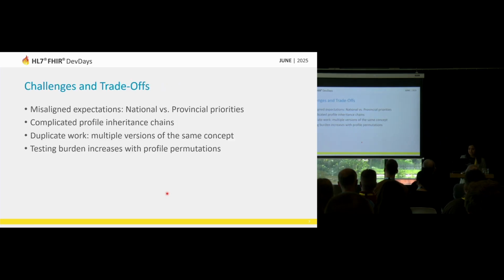Some of the other challenges and trade-offs that we're seeing here is that there is this misaligned expectation as well, right? There are these differences between national versus provincial priorities. There are these complicated profile inheritance chains, right? So there's additional complexity that comes with the chaining concept as well. There is also duplicate work, where there are multiple versions of the same concept. We have identified data type profiles that are being modeled in different ways in the different specifications, right? So there's a subtle difference there.